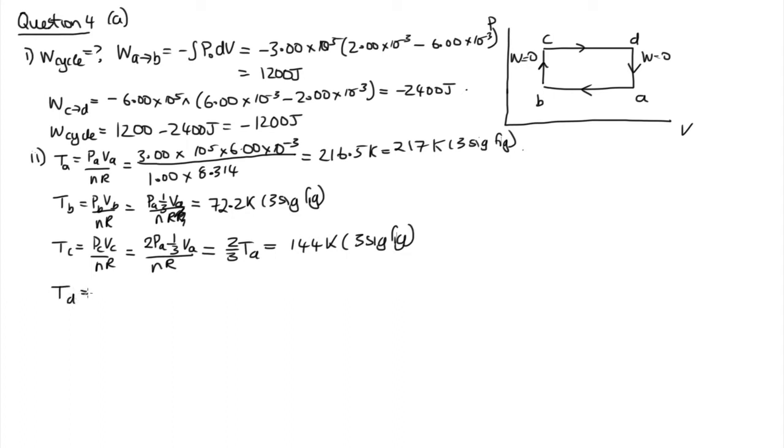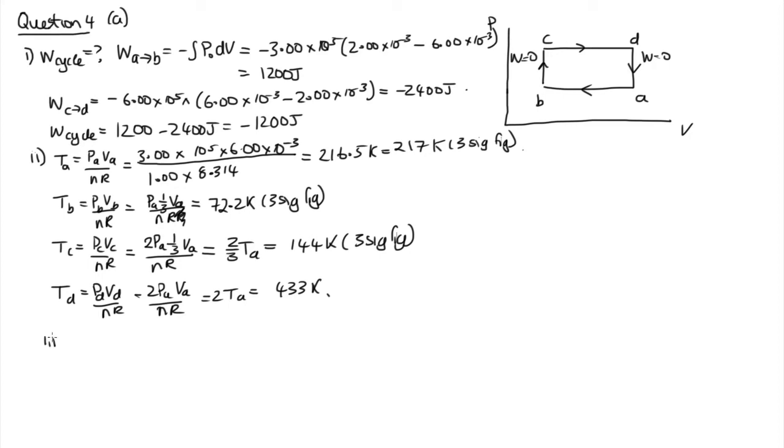And then the temperature at D is equal to PdVd over nR. The pressure at D is double the pressure at A, and the volume at D is the same as the volume at A, over nR. So this is equal to 2 TA, and so double this is equal to 433 kelvins.